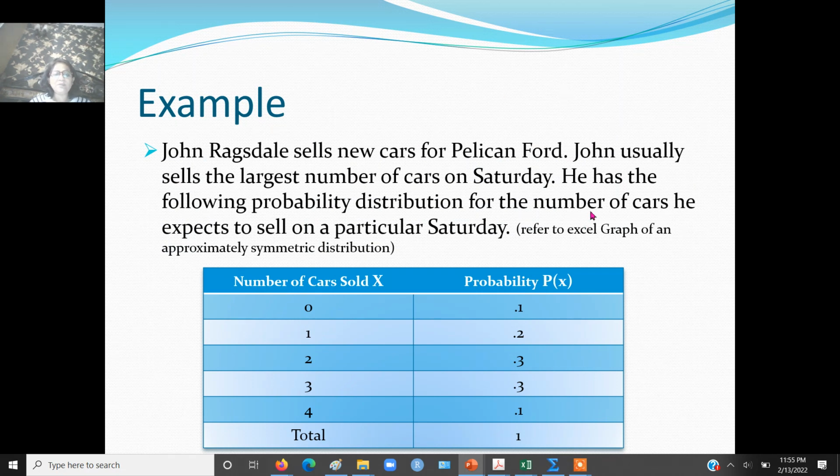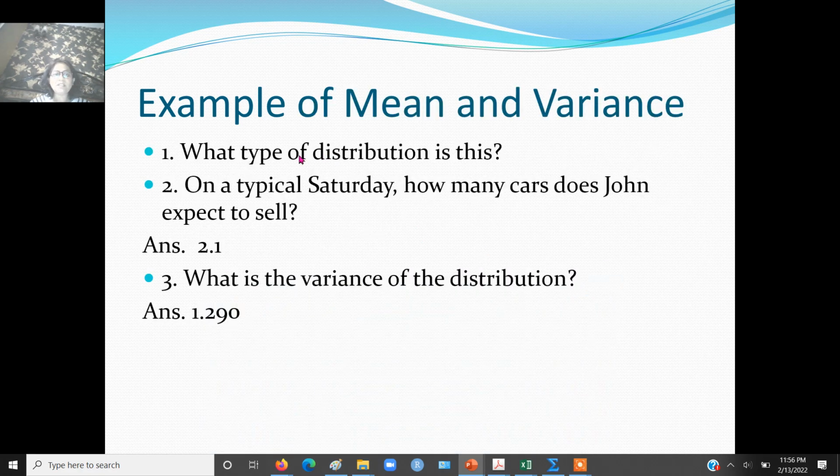We have data on the number of cars being sold, and we are given that the probability that this seller sells 0 cars is 0.1, 1 car is 0.2, and so on. So we have this probability distribution. The question says: what type of distribution is this and how can you calculate its mean? Intentionally I'll be focusing only on the mean because I've already explained how to calculate variance. You can calculate that as well.